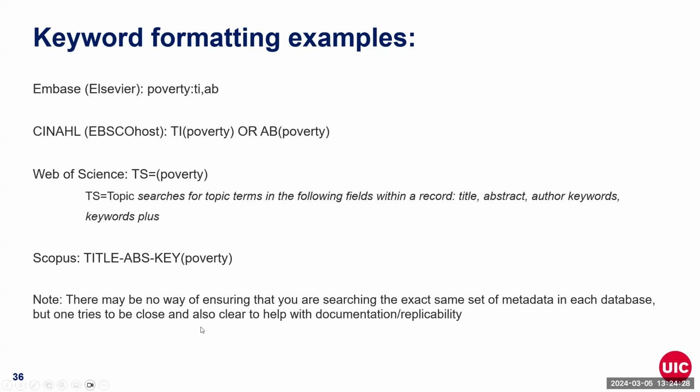Web of Science combines it with TS, which is a topic search, which searches the title, abstract, keywords, and Keywords Plus. Again, that's TS, then equals, and then just in parentheses, poverty. So you just put the keyword there. Scopus, it's TITLE hyphen ABS for abstract hyphen KEY for keywords, and then the keyword in parentheses.